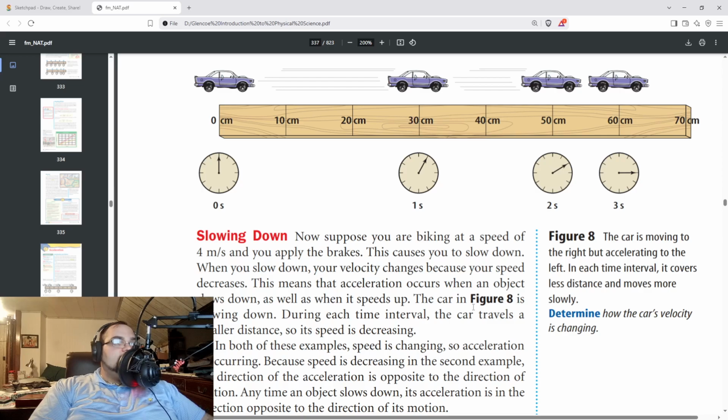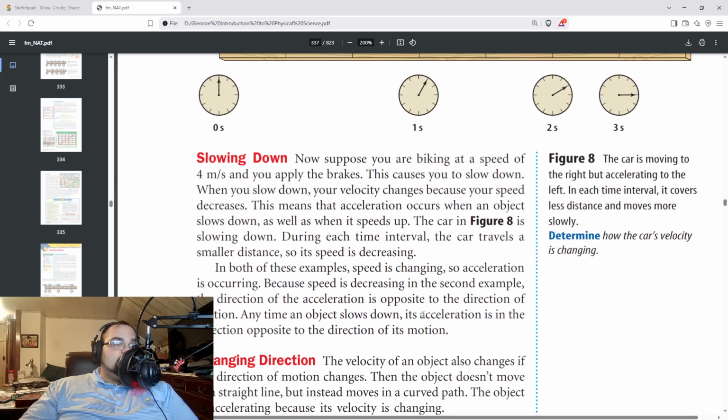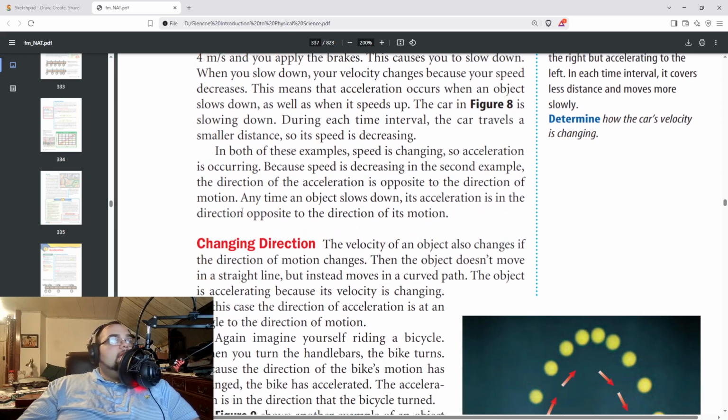The car in Figure 8 is slowing down. During each of its time intervals, the car travels a smaller and smaller distance, so its speed is decreasing. See, in the first second, it went 30 centimeters. In the second one, it went only 2 spaces, so 20 centimeters. And in the third second, it only went 10 centimeters. In both of these examples, the speed's changing, so the acceleration is occurring.